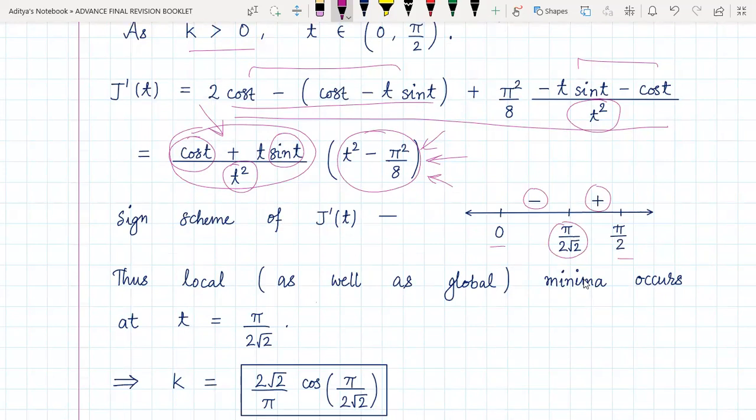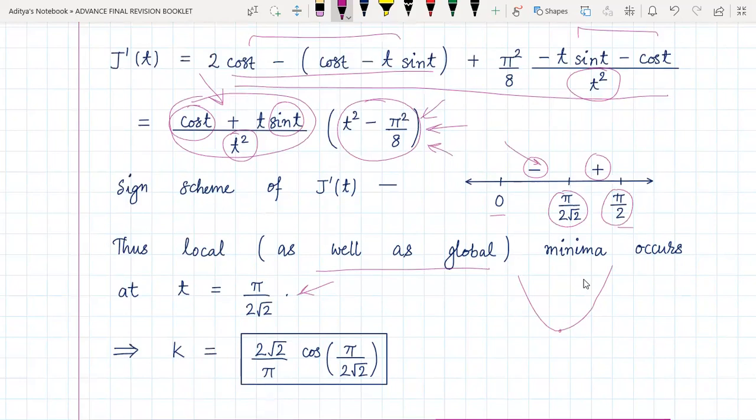Thus, local as well as global minima occurs at this point t equal to pi by 2 root 2, because obviously before pi by 2 root 2, J prime t was negative, so the function J of t was a decreasing function, and then it becomes horizontal, and then it continuously increases all the way up to pi by 2. So this is the kind of graph that it will look like.